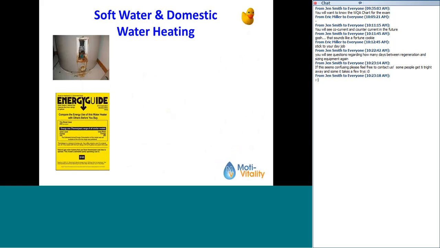Soft water and domestic water heating. Scale forms way faster in hot water. Remember, we went back and we talked about that because it causes the water to expand, and the carbon dioxide leaves the water faster, and therefore the calcium carbonate, the CaCO3, forms faster, right? It forms way faster in hot water.